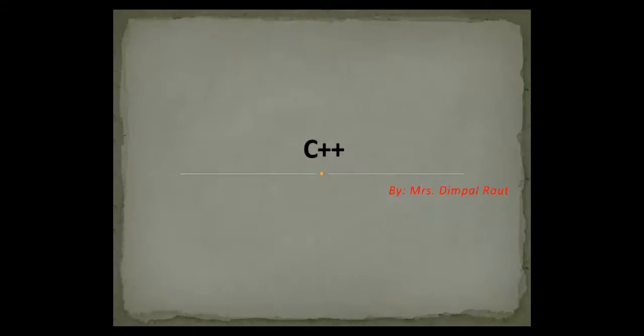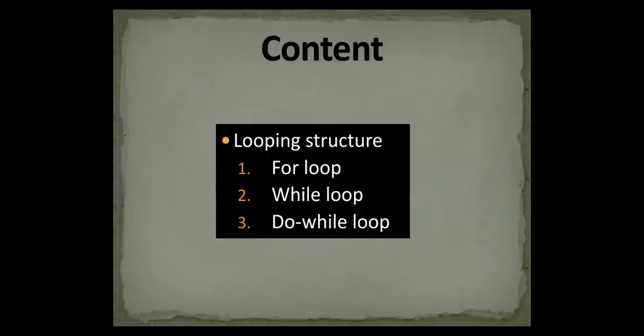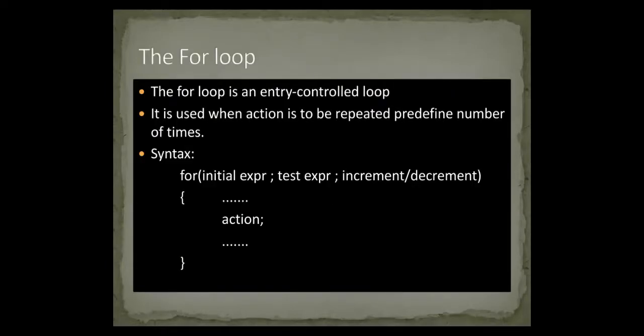Chapter name C++. Today's content in this C++ chapter we are going to learn is looping structure. We have three types of looping structure. First one is a for loop, second one is while loop, and third one is nothing but the do while loop. Okay, so let us learn first the for loop.